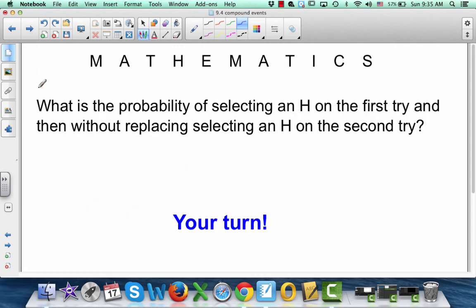All right, your turn. What's the probability of selecting an H on the first try, and then without replacing, selecting an H on the second try? Pause the video and then come back to me. Okay, so the first time, remember we've got 11 letters. How many H's do we have? 1. Times, the second time we've only got 10. And how many H's do you have? 0. So that gives us 0 out of 110, which is equal to 0. So the probability of getting an H both times is an impossibility.